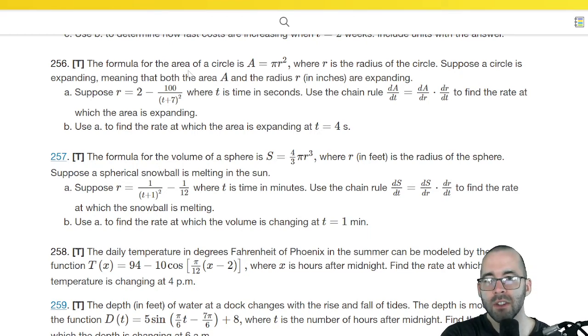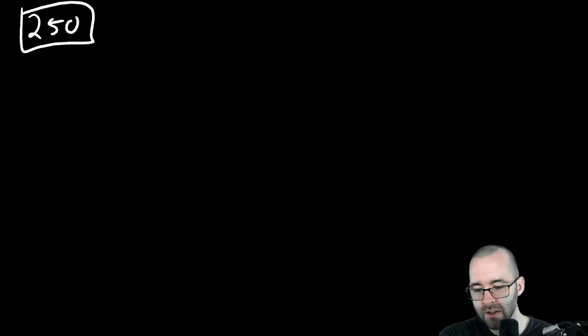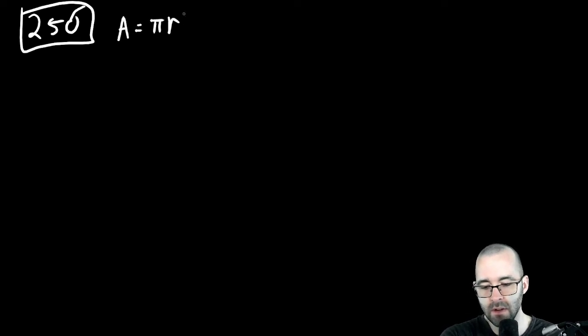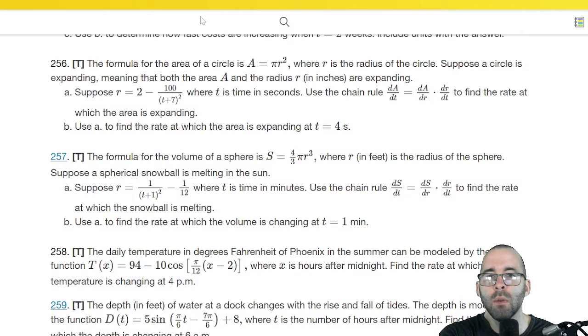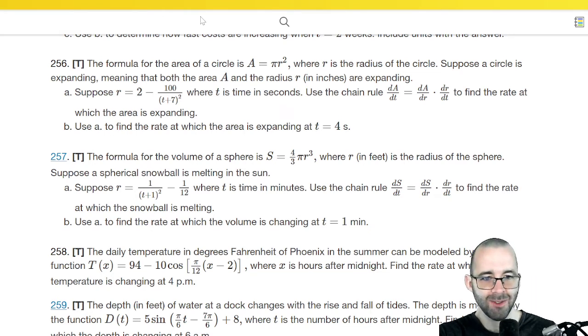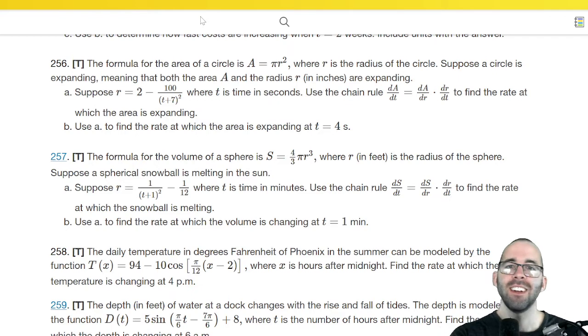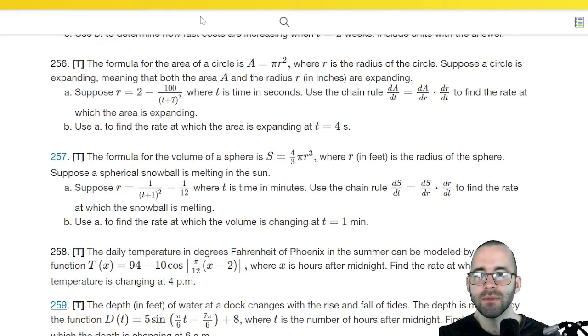the formula for the area of a circle is A equals pi r squared, where r is the radius of the circle. Suppose the circle is expanding, so both A and r are changing. Oh, this is related rates. We talk about this more later. This is a good little introduction.